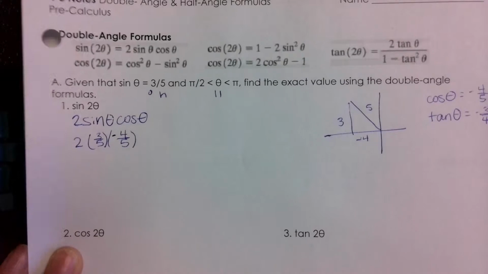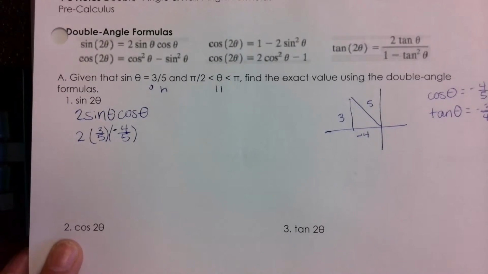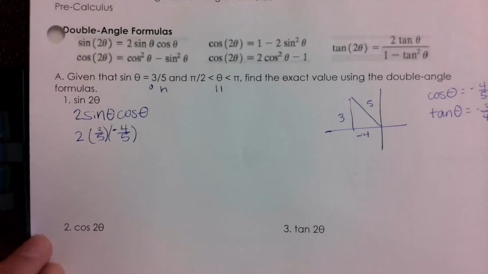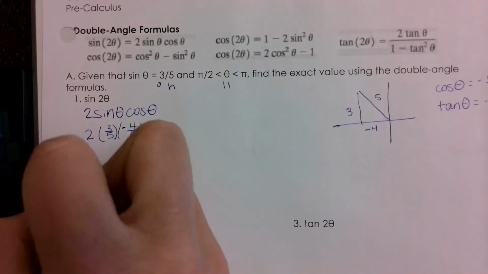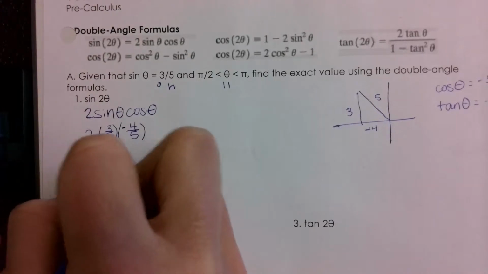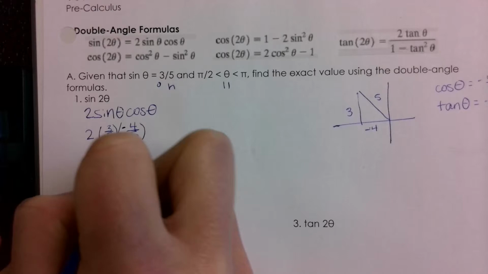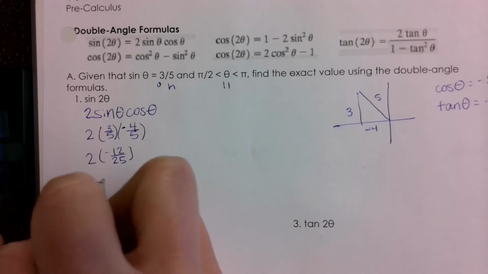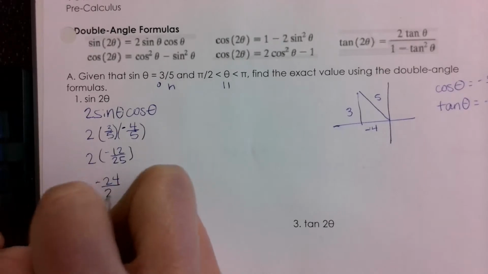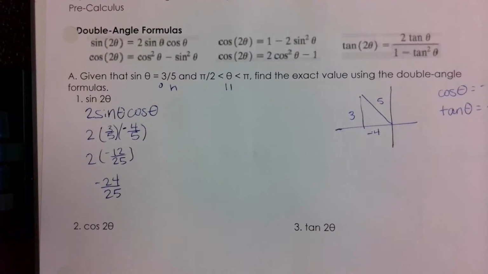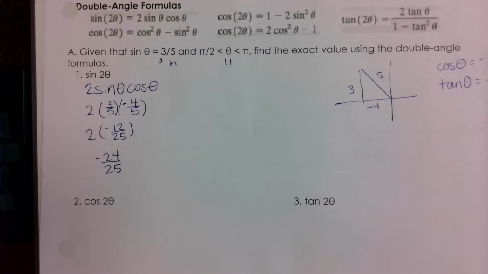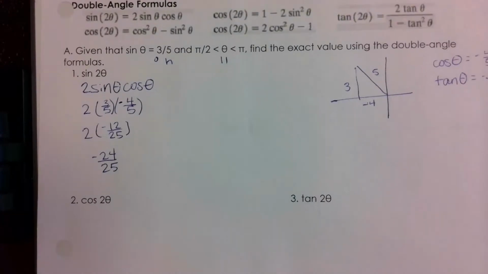Is that all right? Okay. So we're going to have 2 times negative 12/25. And what's 2 times negative 12? So negative 24/25. That's our final answer, and we're done. Is that okay? That's it. Not too bad, right?